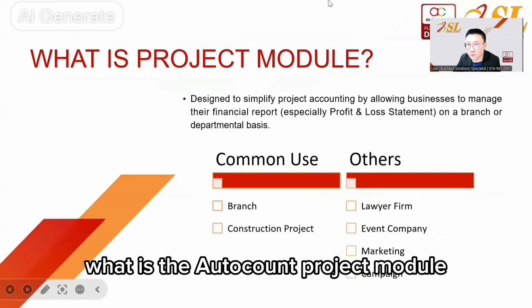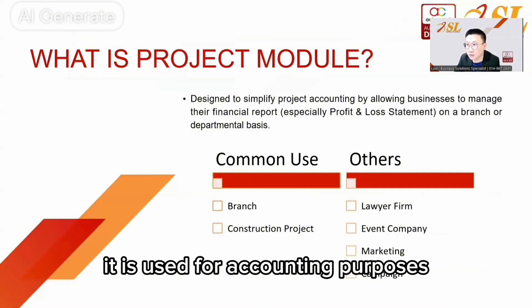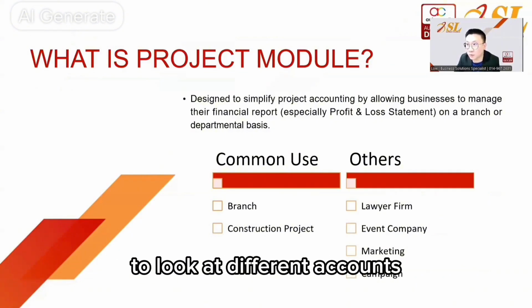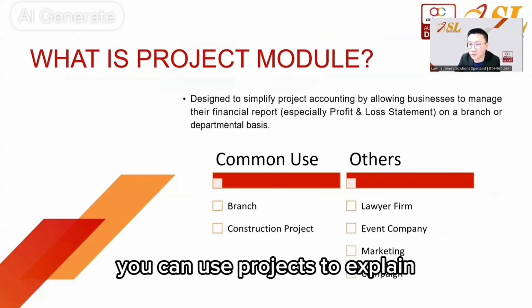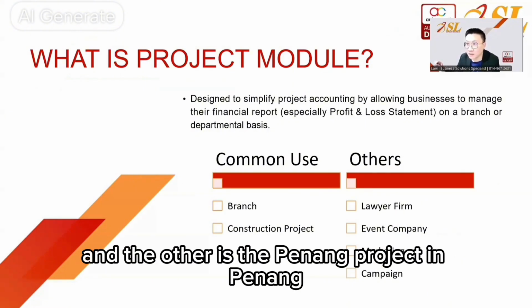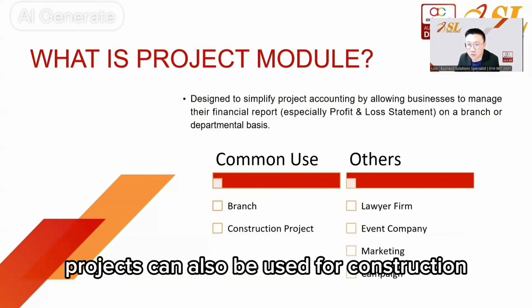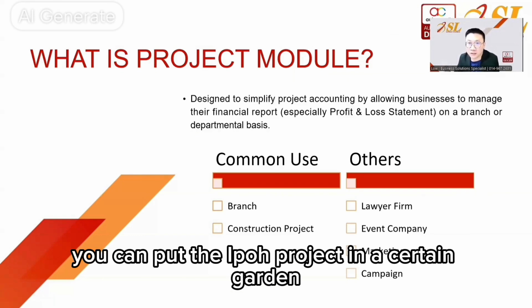What is the AutoCount project module? The project module is usually used for accounting purposes. It is used for accounting purposes to look at different accounts, small accounts. For example, if you have 2 branches, you can use projects to explain. The first branch is the Ipoh project in Ipoh, and the other is the Penang project in Penang. Projects can also be used for construction. For construction, you can put the Ipoh project in a certain garden.